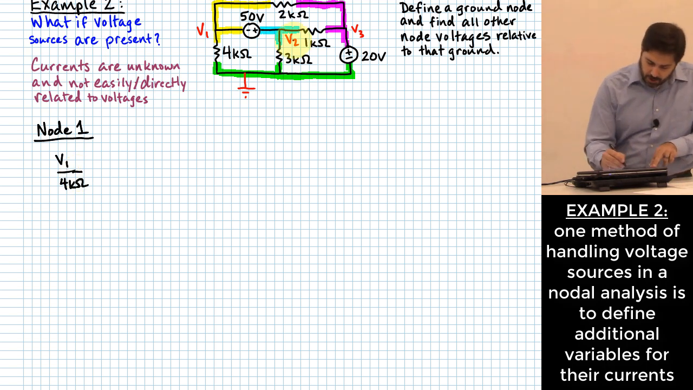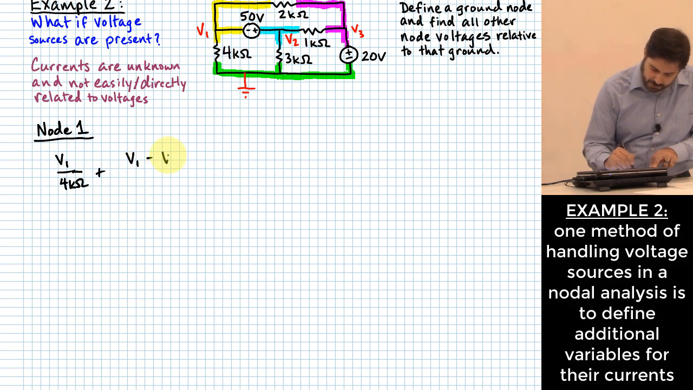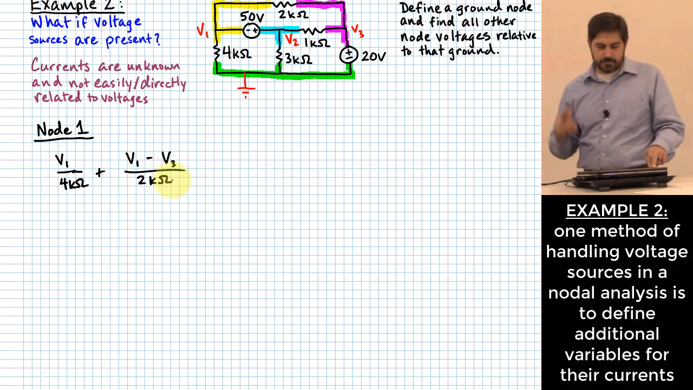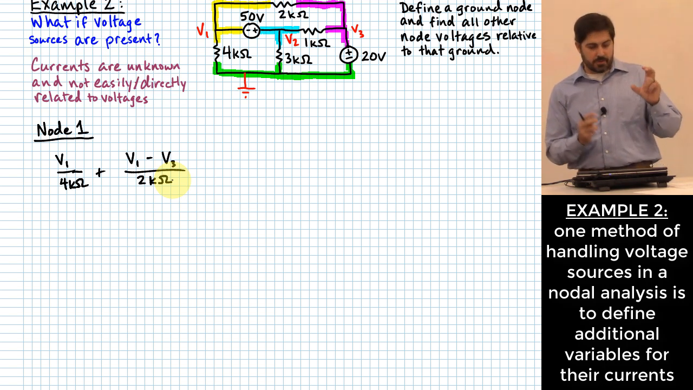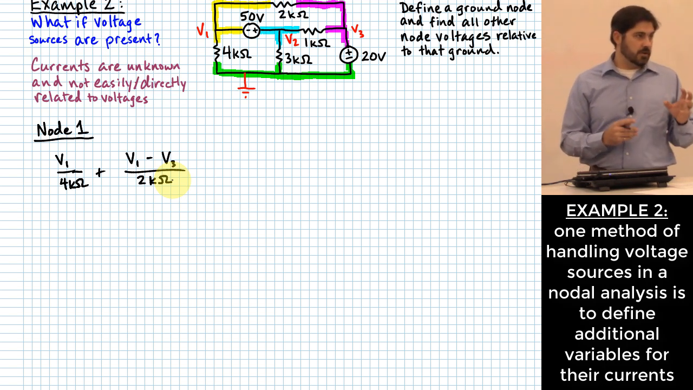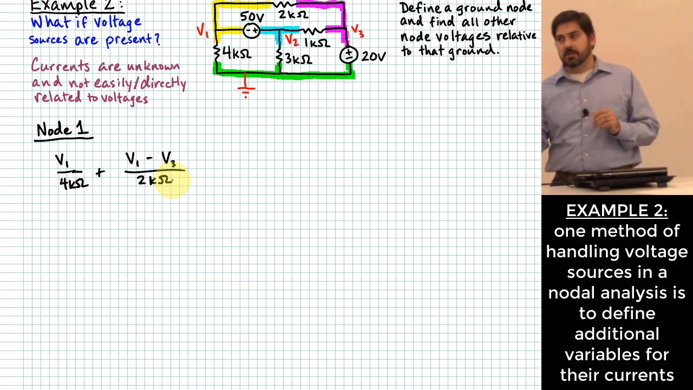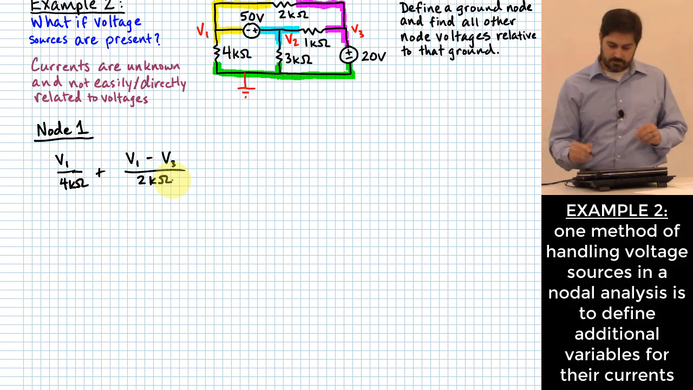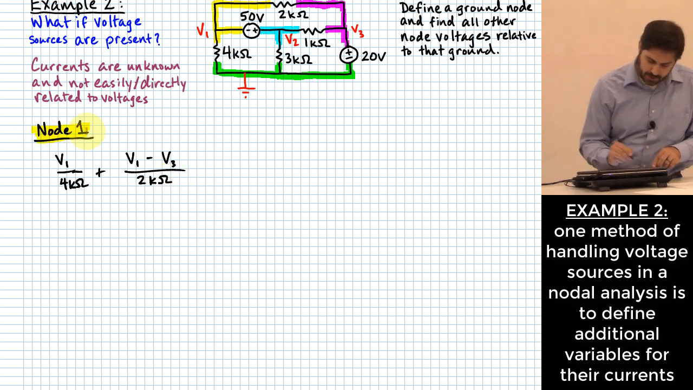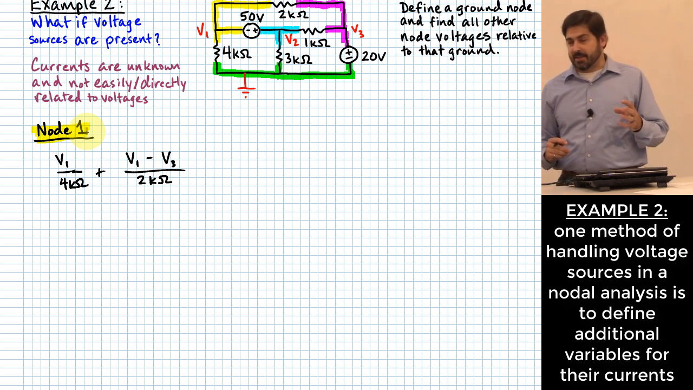Here's another one that's not too hard: plus V1 minus V3 over 2 kiloohms. Do those two terms that I've put up there so far take care of all of the paths into and out of the yellow node? No, they don't. Where's my other path?